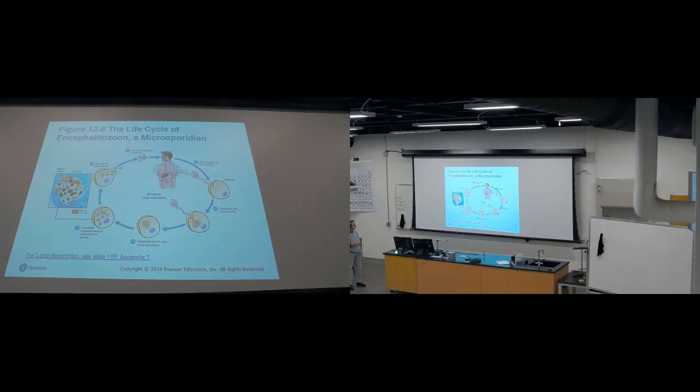So this is a transmission electron micrograph showing you what happens in these vacuoles, these little structures that are formed. You will have some mature spores that form, and some other ones start forming inside these vacuoles.